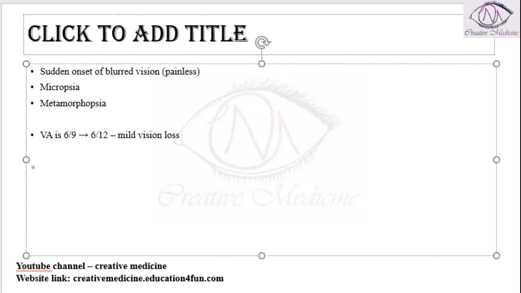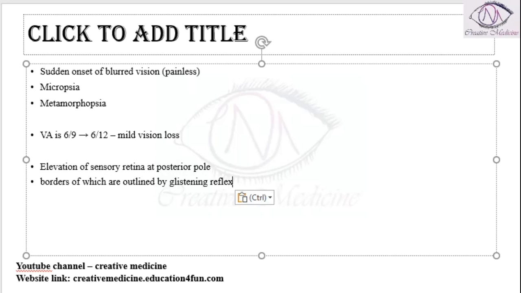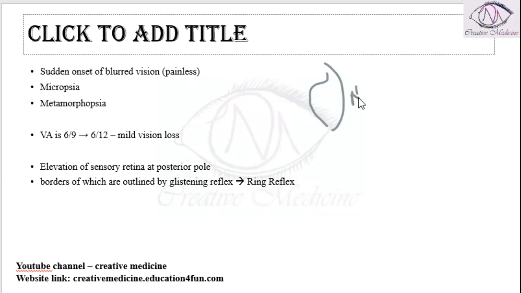Along with that, when you see through the ophthalmoscope, there is elevation of the sensory retina at the posterior pole, with glistening borders, and thus you can see a reflex which is called the ring reflex. Because there is elevation of sensory retina at the posterior pole, this is the retinal pigment epithelium and this is the neurosensory retina. Because of this elevation, you can see the glistening borders resulting in the ring reflex.